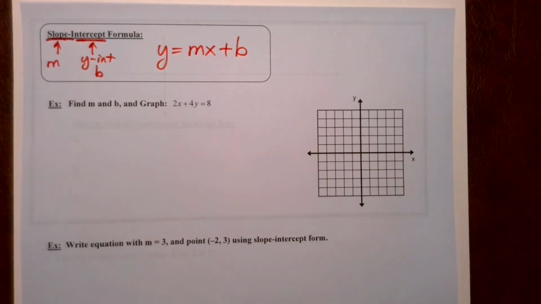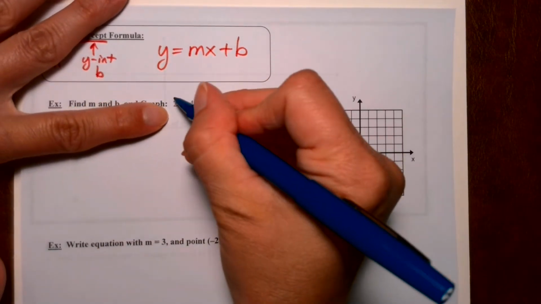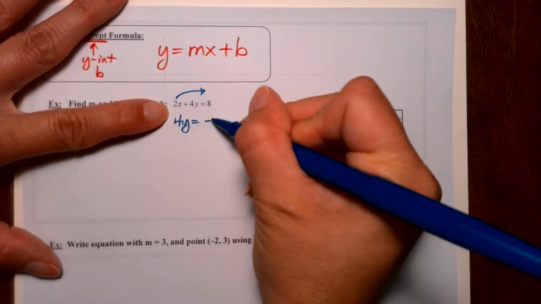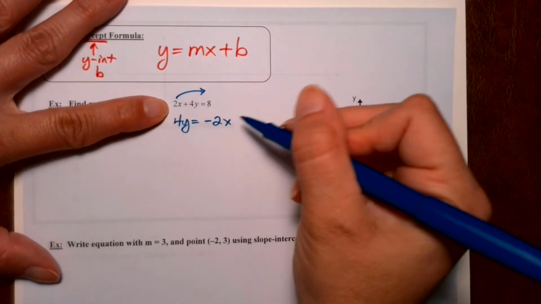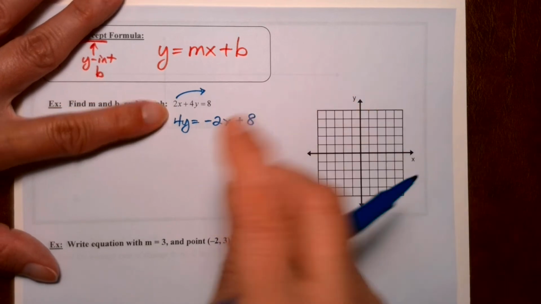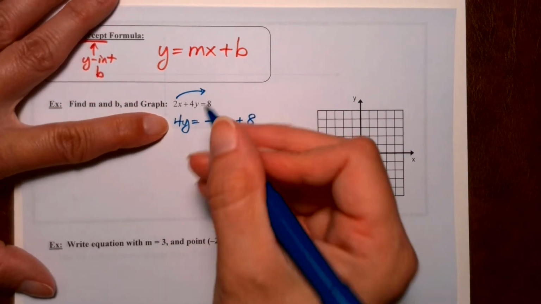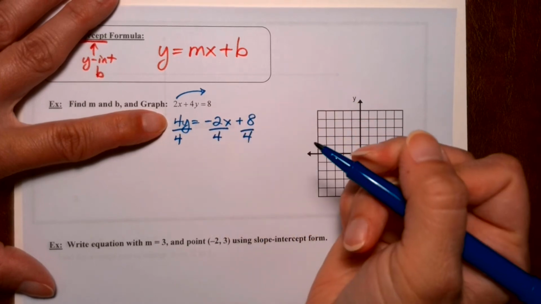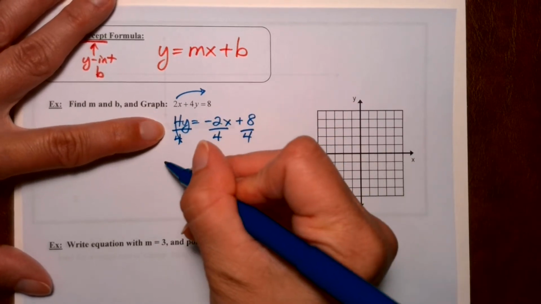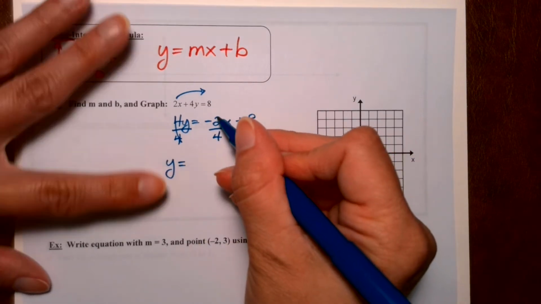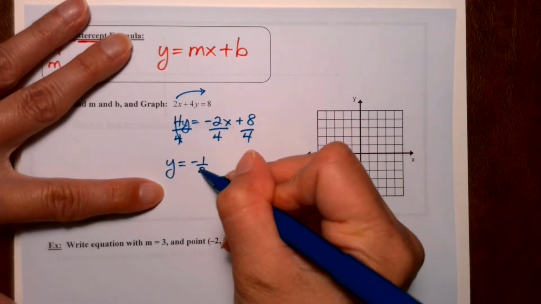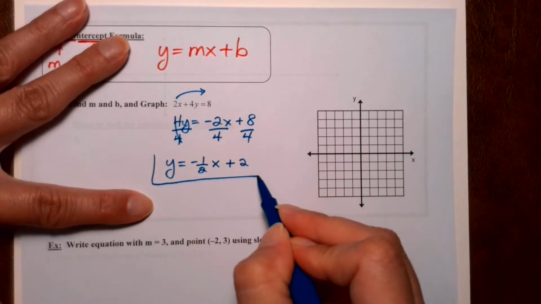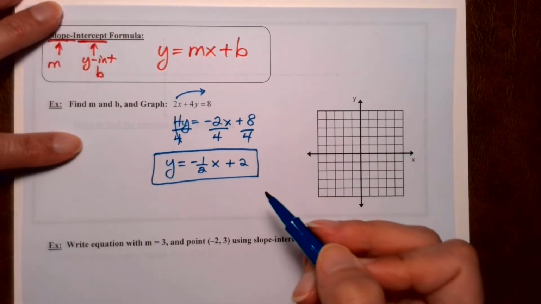The first thing I notice is the x value has to get moved to the other side. And when you switch sides, you switch signs. So now the 2x is negative. It's still not y equals yet. I have to divide everybody by 4. So y equals, let's reduce this fraction, negative 1/2 x plus 2. Now I've rearranged it into slope-intercept form.